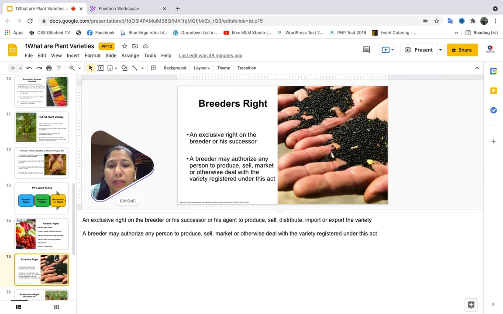Next comes breeders' rights. Now, breeders' rights are somewhat similar to farmers' rights. An exclusive right is provided to a breeder or his successor or agent to produce, sell, distribute, import, or even export the new variety. The breeder may authorize any other person to sell, market, and otherwise deal with the variety registered under this Act.